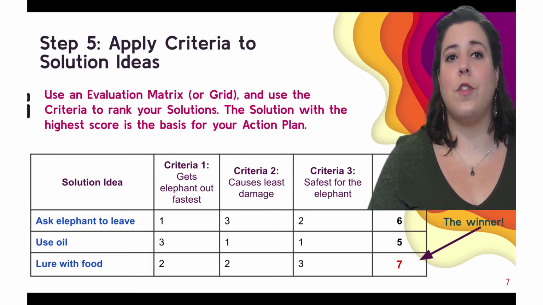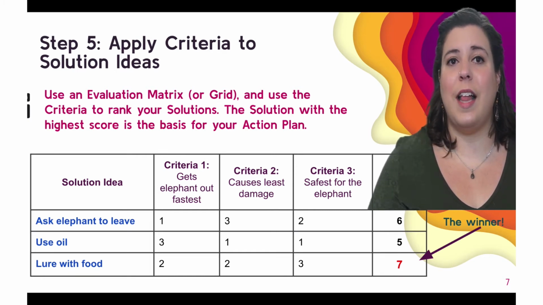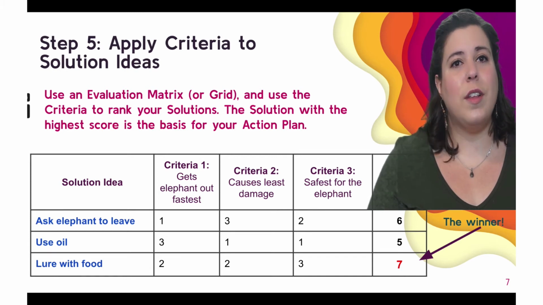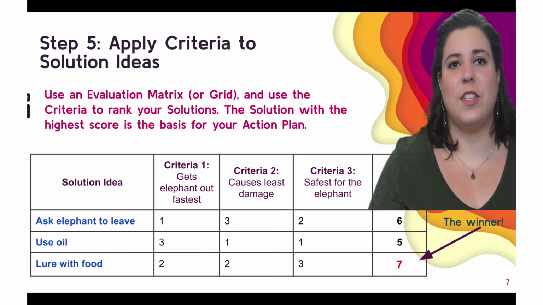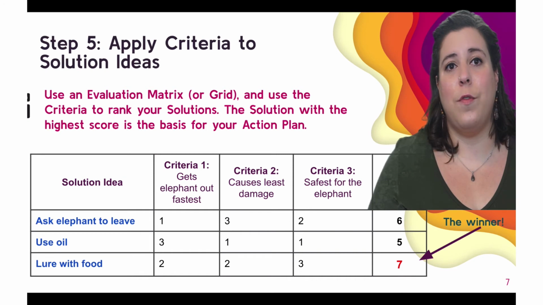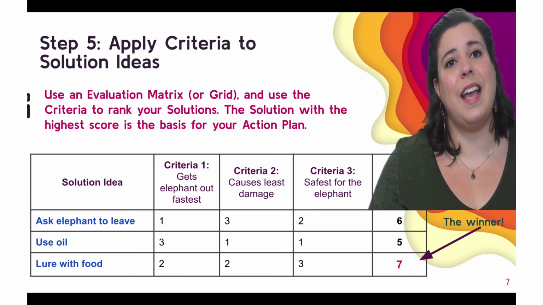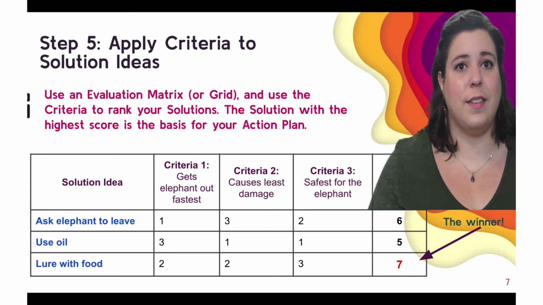So looking at our first criterion, which solution will get the elephant out the fastest? Covering the elephant in oil ranks highest because it can just slide right out. But when we rank against causing the least amount of damage, asking the elephant to leave ranks highest because it's doing it on its own. But when we look at what's safest for the elephant, luring it out of the bathtub with food ranks the highest. Now, adding our totals, this means that the winner is luring the elephant out with food, even though it had only ranked highest in one criterion. It had done well in the other 2, and its total score is the highest.